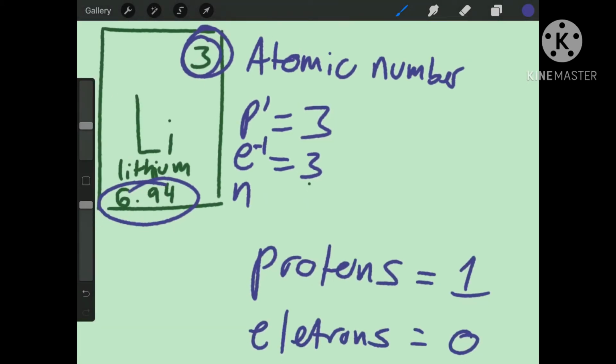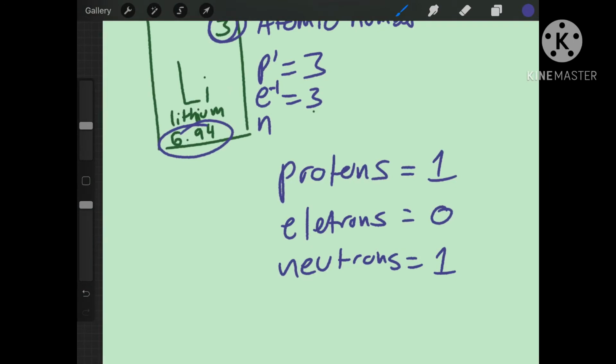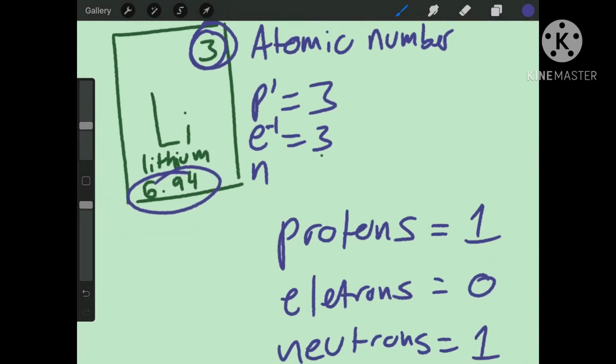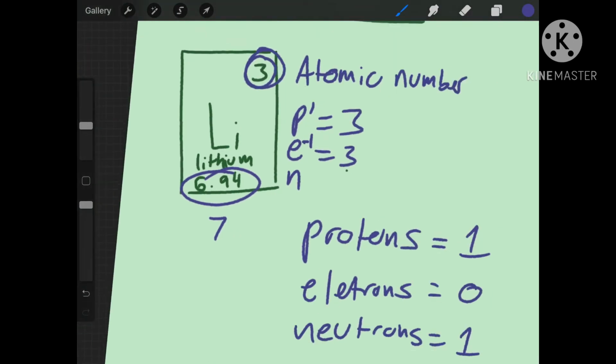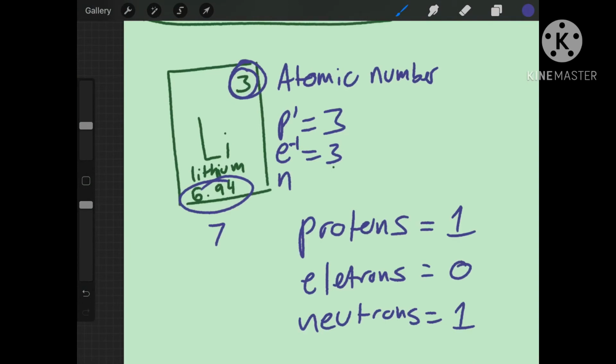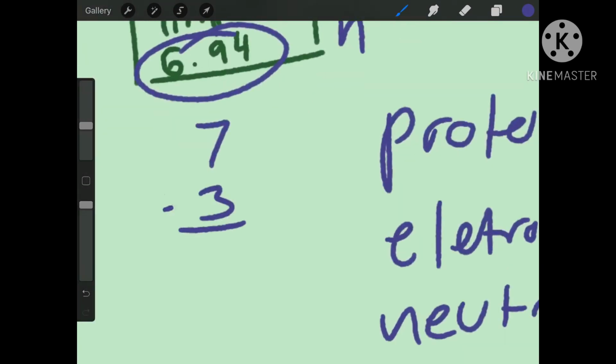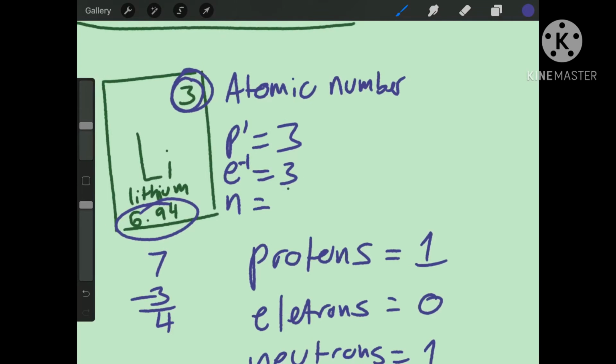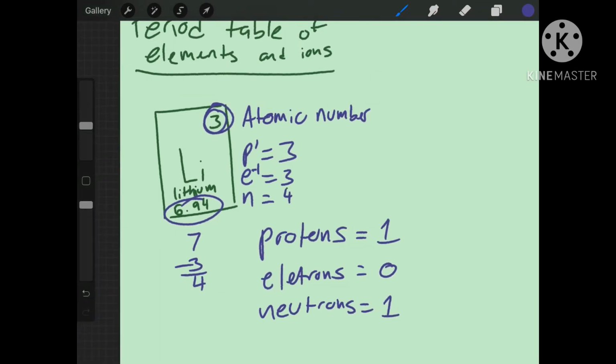And then, as I said, the neutrons are the other ones that give this weight. So we're going to round this to 7. And we already know how many protons are here, so we're going to subtract 3. And we're going to get 4. So there are 4 neutrons in this atom.